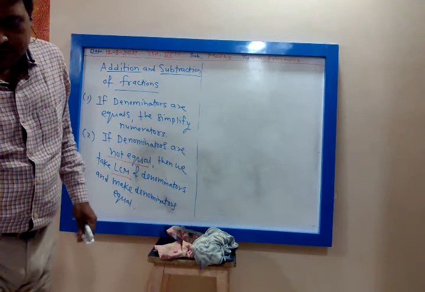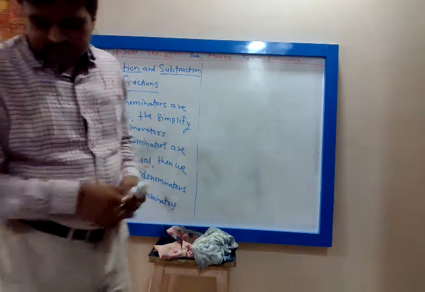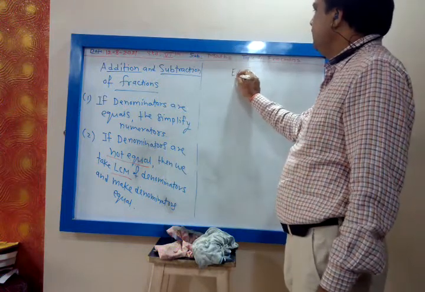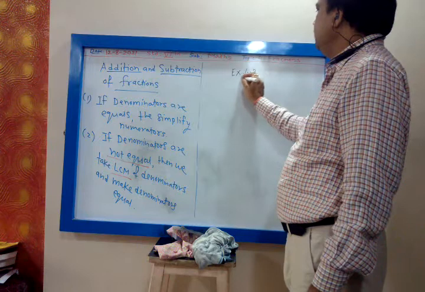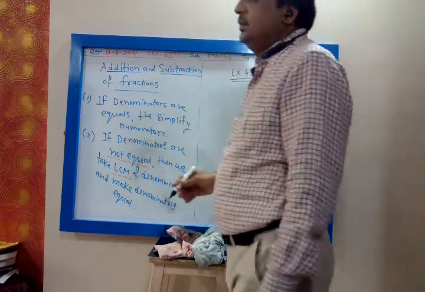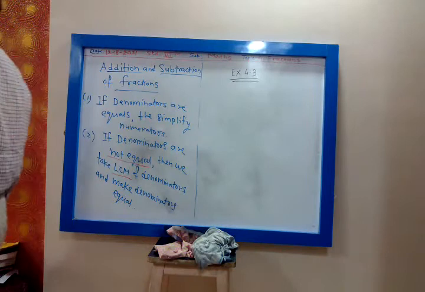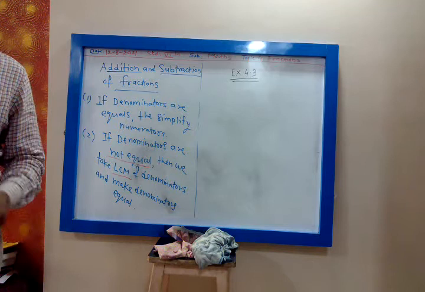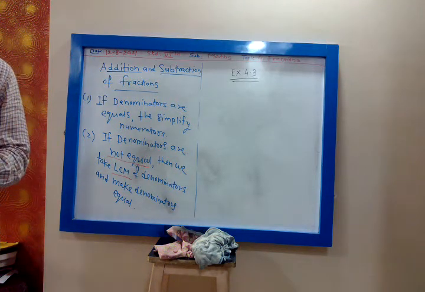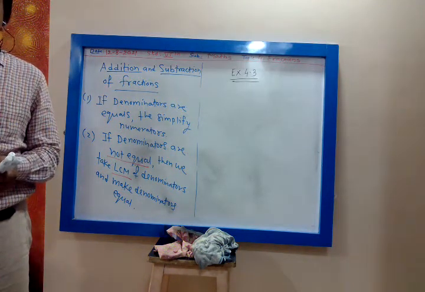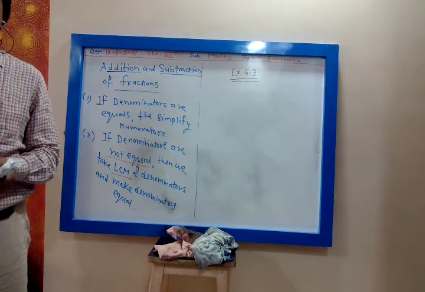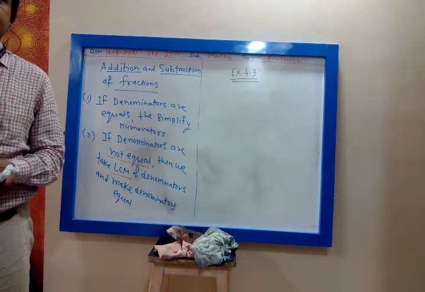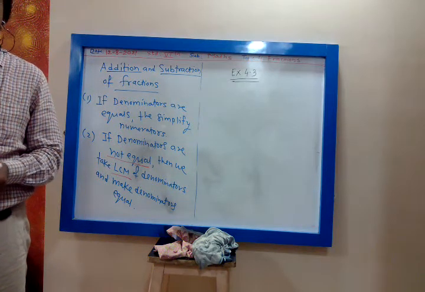Based on this, we have to solve exercise 4.3, addition and subtraction of two fractions. Whenever denominators are equal, simplify numerator. There is no need to take LCM whenever denominators are equal. But whenever denominators are not equal, you have to take LCM of the denominators and make denominators equal.